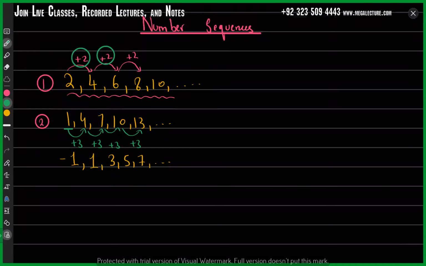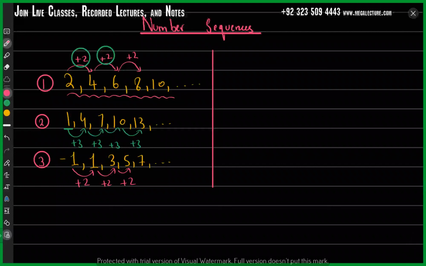Let's talk about this third one. It has -1, 1, 3, 5, 7. Again, it looks like I've added 2 here, again here, and again here. So this is a sequence and it is following a specific pattern. Now this is one type of sequence. Here we are basically just adding a number and getting the next one. That is the first type.